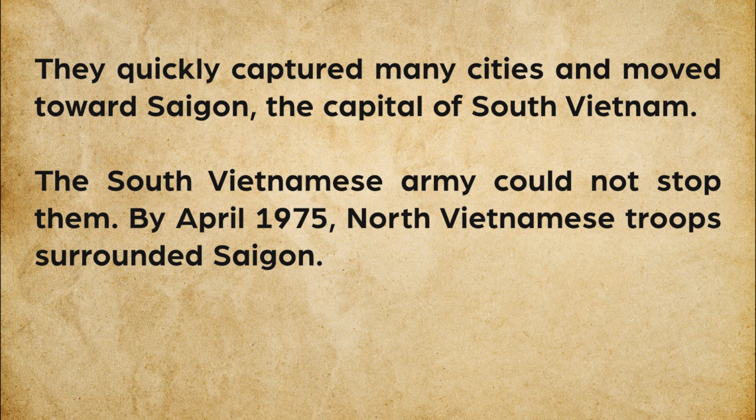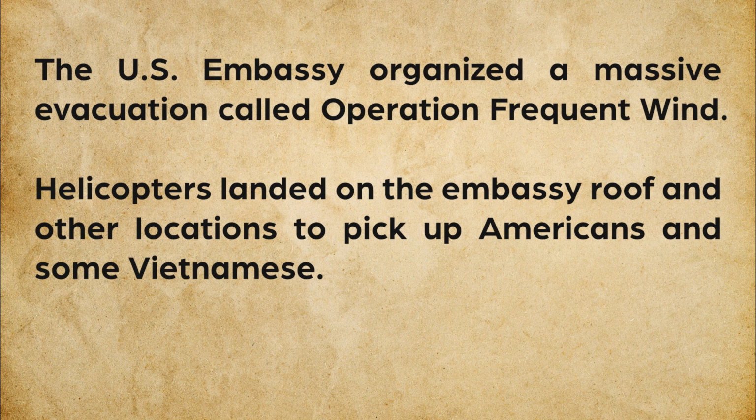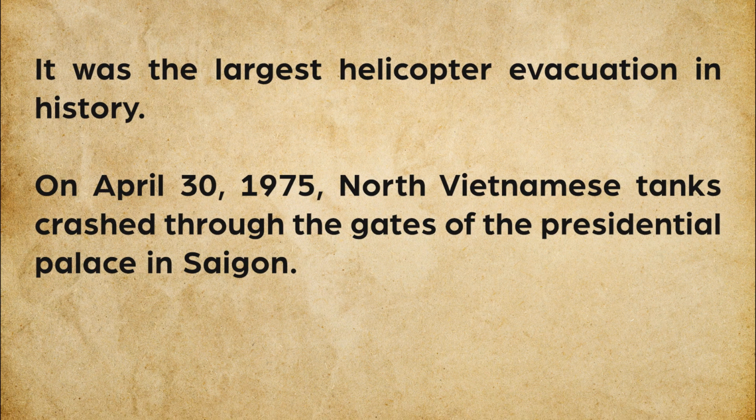By April 1975, North Vietnamese troops surrounded Saigon. Many South Vietnamese people who had worked with the Americans tried to escape. They feared what would happen when the communists took over. The U.S. Embassy organized a massive evacuation called Operation Frequent Wind. Helicopters landed on the embassy roof and other locations to pick up Americans and some Vietnamese. It was the largest helicopter evacuation in history.